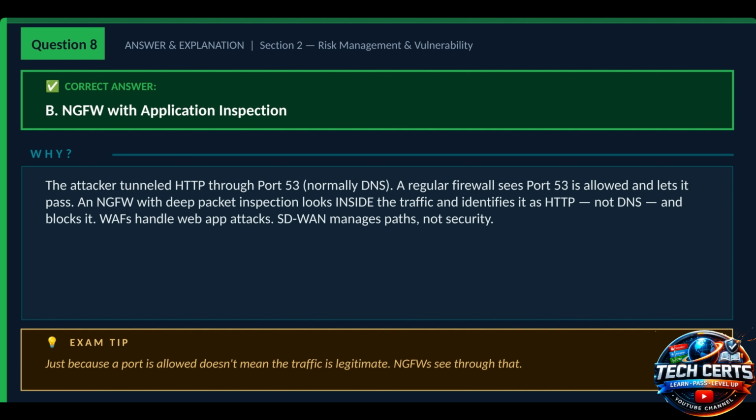This is a clever attack. The recruiter used port 53, normally reserved for DNS, but tunneled HTTP traffic through it. A regular firewall just sees port 53 is allowed and waves it through. But a next-generation firewall with deep packet inspection looks and sees the traffic and says, wait, this isn't DNS. This is HTTP. Block it. This is where people get tricked. Just because a port is allowed doesn't mean the traffic is legitimate. NGFWs see through that.